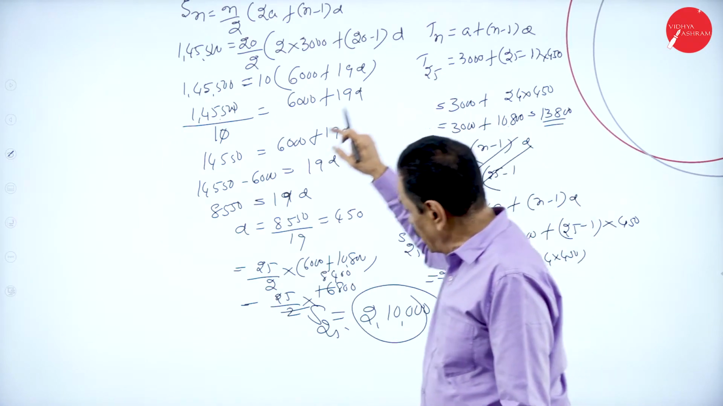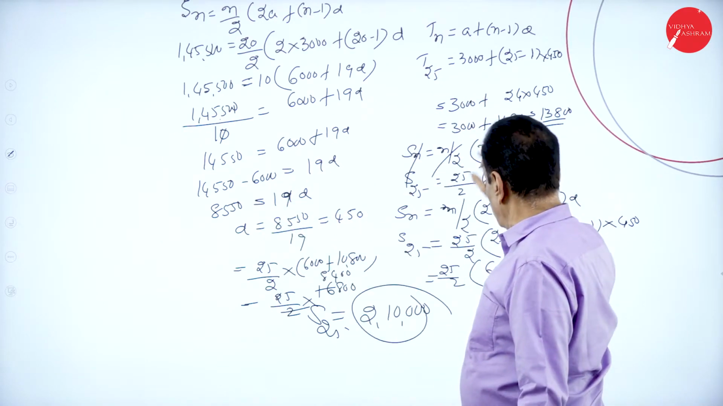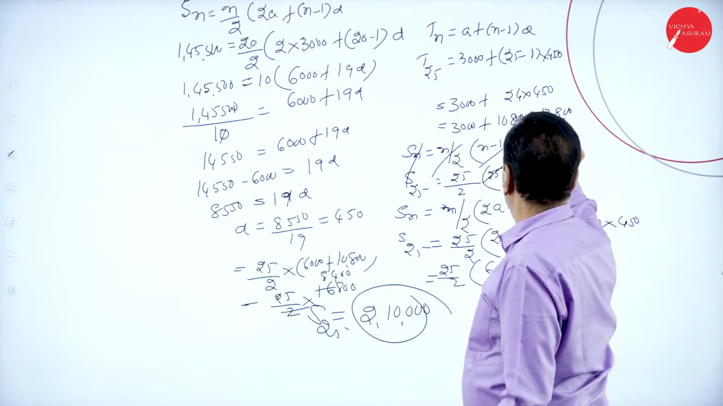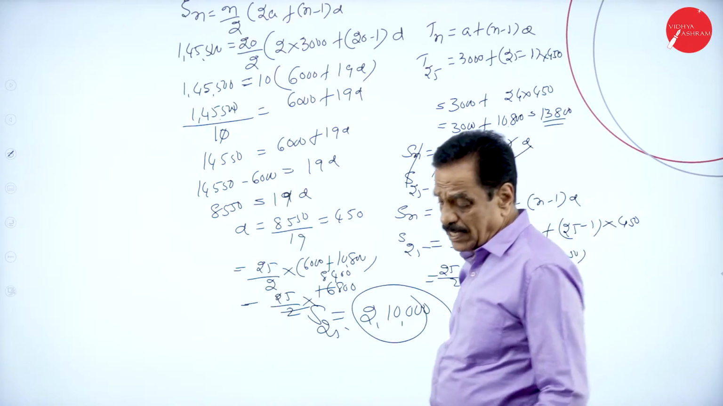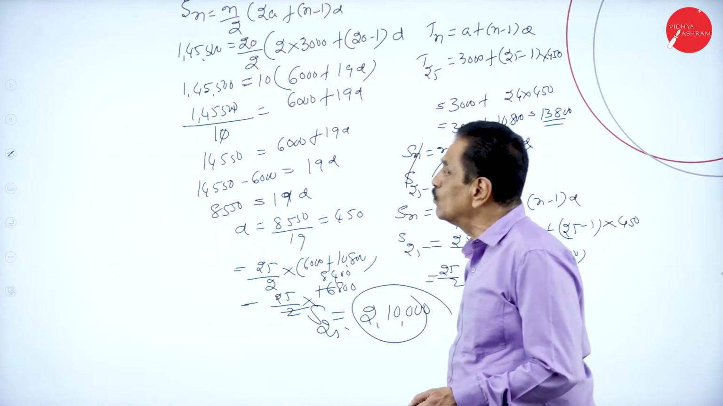So he asks first for 20 years, then he asks for 25 years. What is the 25th year? This is 13,800. Slowly you have to move.